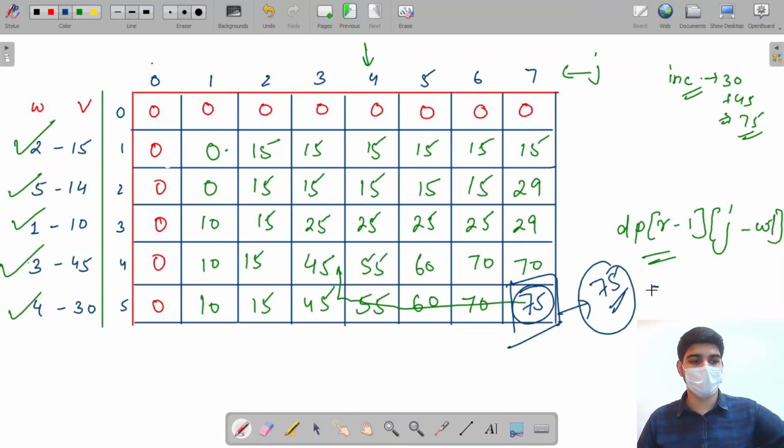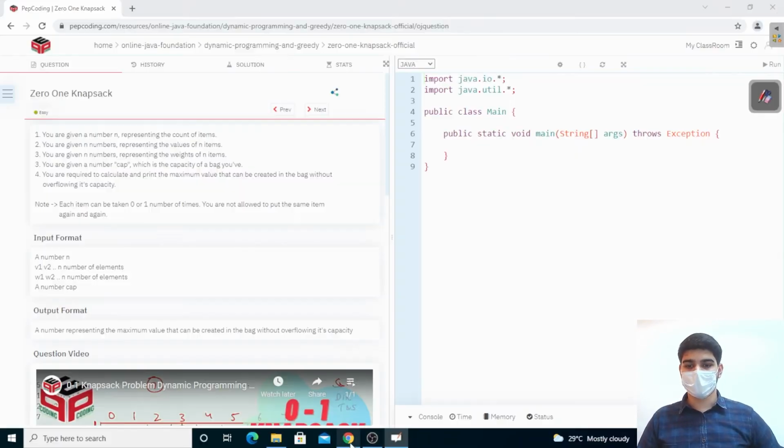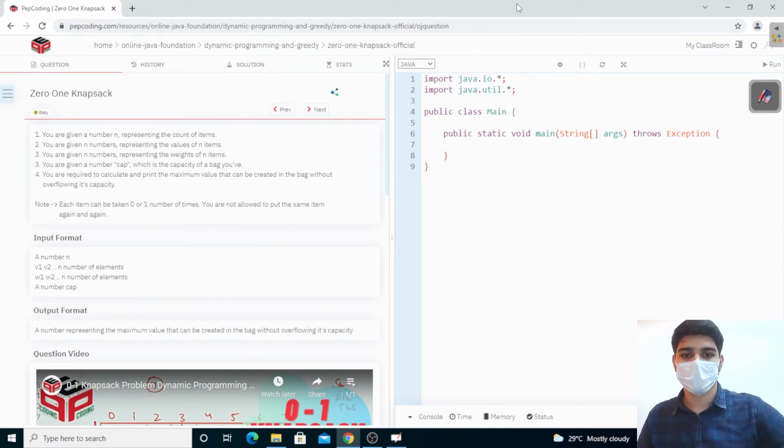I hope you understood how I traversed through it, and how we got the answer, and how the inclusion and exclusion principle is something that we utilize for maximizing our result. Let's try to code this now, right?